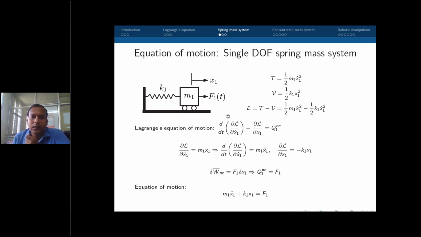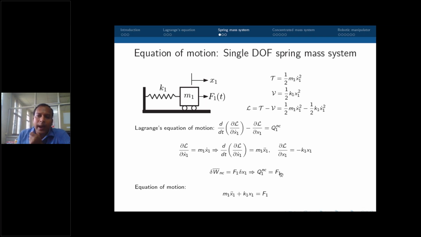Now here there is an external force. So what is the virtual work done by this external force in the system? The virtual work is given by delta W_NC equals F1, the force, times the virtual displacement delta x1. So what is the generalized force now? Q1NC will be this F1.